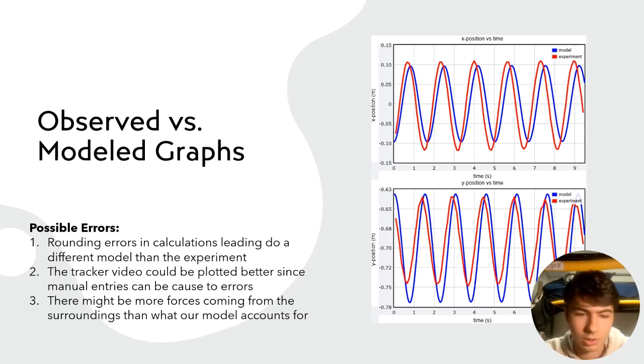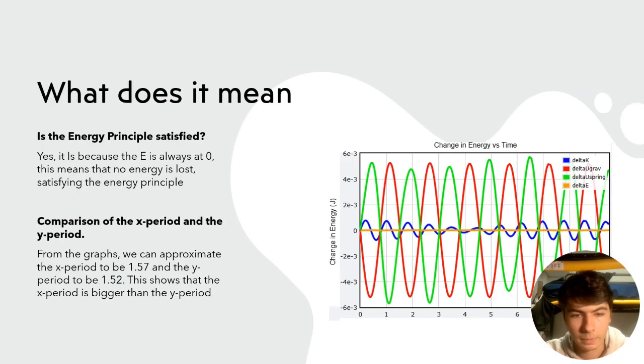Some possible errors could have been rounding errors in the calculation phase for calculating k or T or L0, which could have resulted in a different model than what the experiment gave. The Tracker video could have been plotted better since it was manual plotting, and that could have led to some more errors. There could also be more forces coming from the surroundings than what our model accounts for.